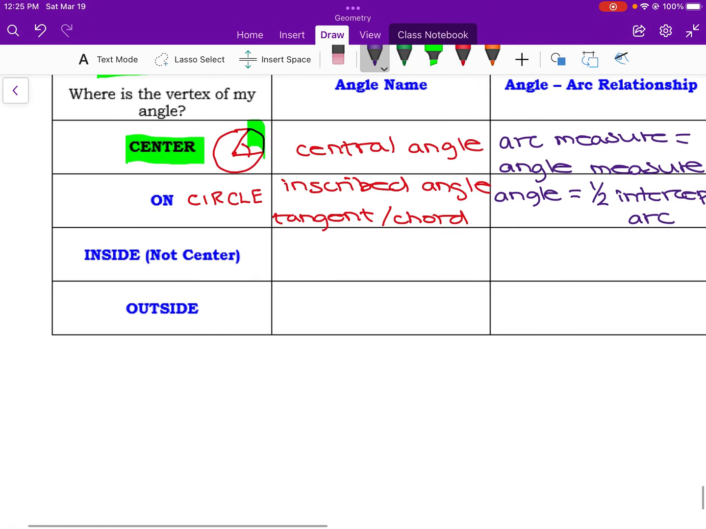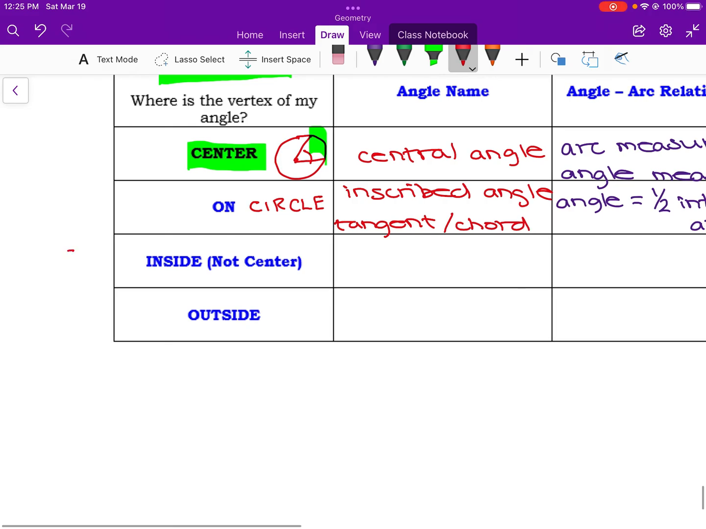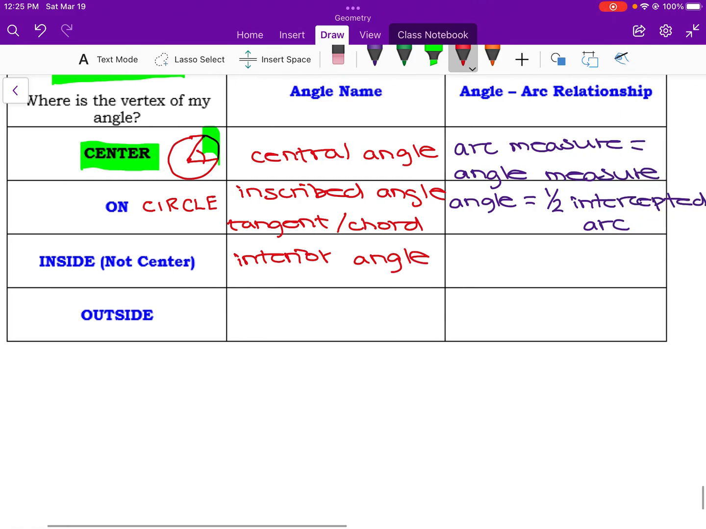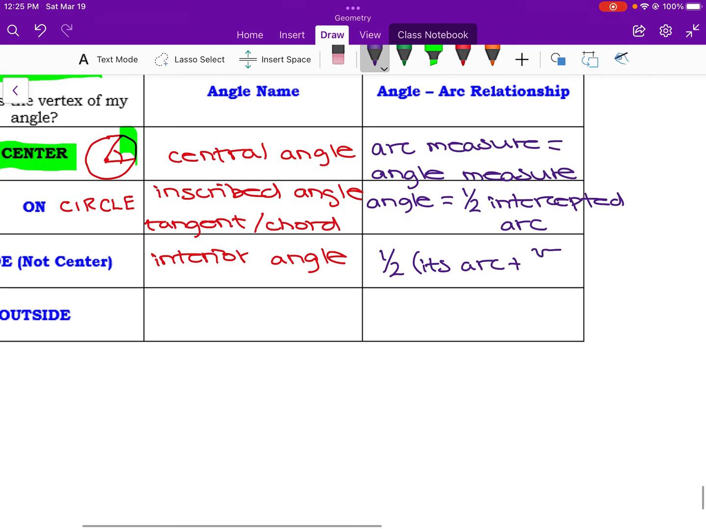Okay, then we have the dynamic of inside, but not the center. That one I can confidently draw. So say it's over here, right? We have the two chords going on here, like an angle like this. This we just call an interior angle. So it's not central because it's not perfectly in the middle, but it is interior to the circle. And then its measure is 1/2 of its arc plus its vertical arc.